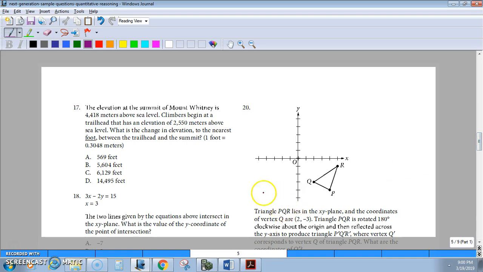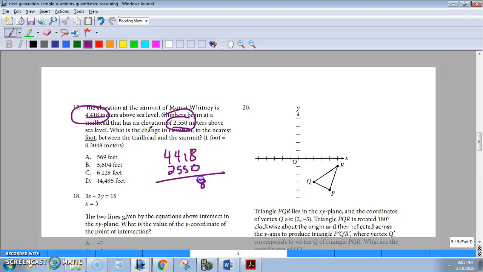17. The elevation of the summit is 4,500 meters above sea level. Climbers begin at a trailhead at an elevation, so they're already this high. What is the change in elevation to the nearest foot? So they're just going from 2,550 to 4,418. If they start at 2,550 and go up to 4,418, how far have they gone? Let's do the subtraction. You do subtraction to find out the amount in between two different numbers.